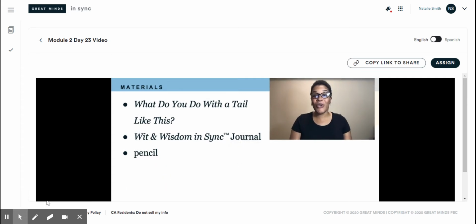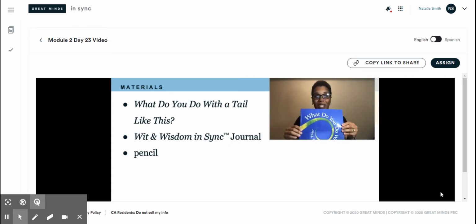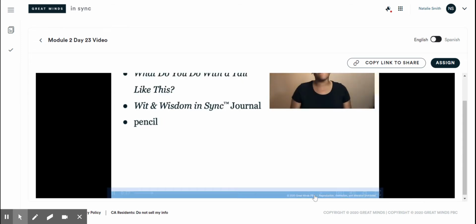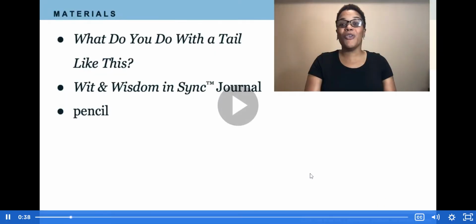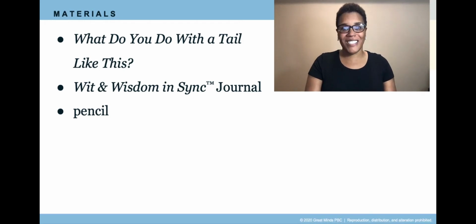For this lesson, you will need your copy of What Do You Do with a Tale Like This, if you have one. You'll need your Wit and Wisdom Insync journal and a pencil. We'll also be working on our focusing question task for illustrations. So if you have your drawings ready, you can get that also. If you haven't started your drawing yet, that's okay too. Pause the video now if you need to gather your materials.